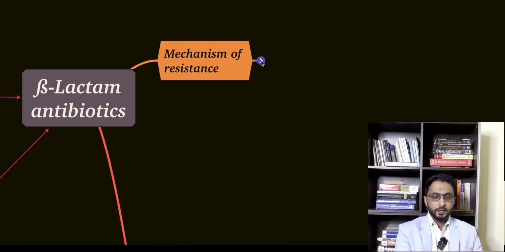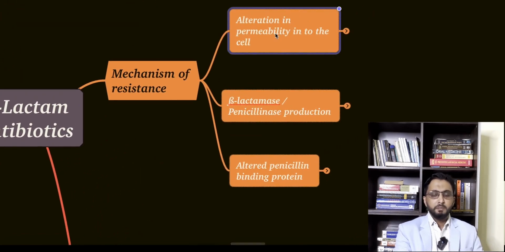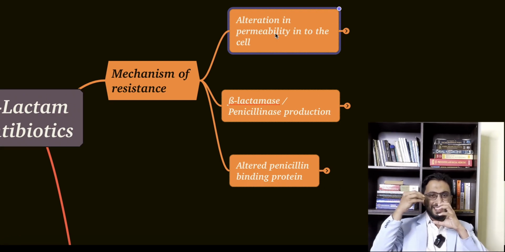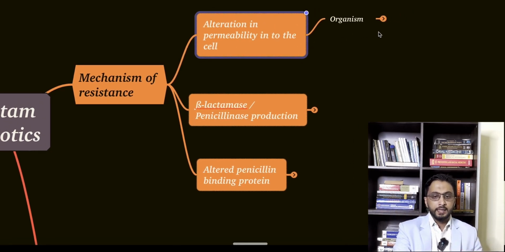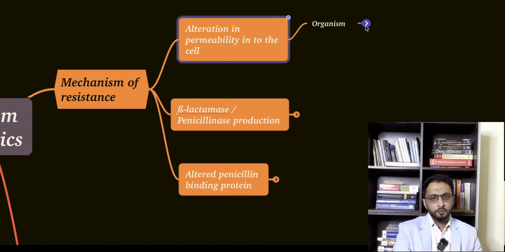Now, yes, this has been asked in questions. Three methodologies of development of resistance have been noted against the beta-lactams, of which one is called alteration of permeability into the cell. The alteration of permeability of the penicillins or beta-lactam antibiotics into the cell is happening, and this is causing the resistance. The most common organisms creating this type of resistance are gram-negative organisms.